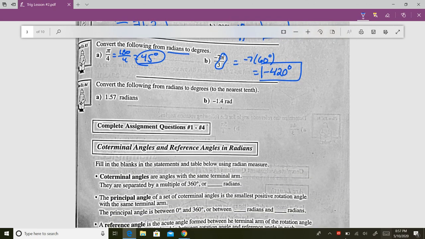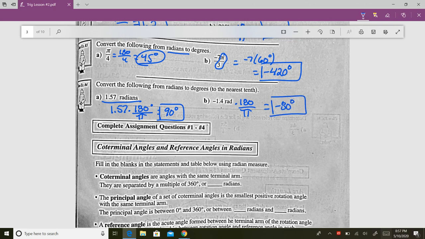All right, if it's in decimal form, then you have to multiply by 180 over pi. So if I want to convert 1.57 radians into degrees, I go 1.57 times 180 over pi. And that is going to give me 90 degrees. Negative 1.4 times 180 over pi, and I will get negative 80 degrees.